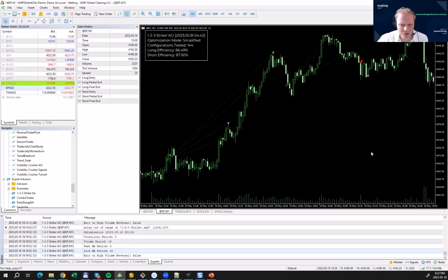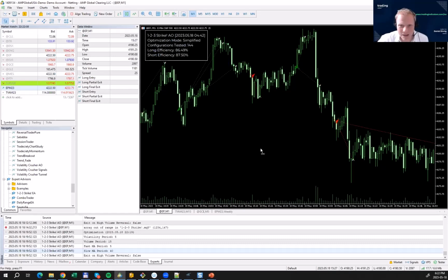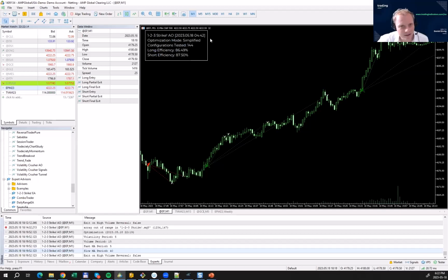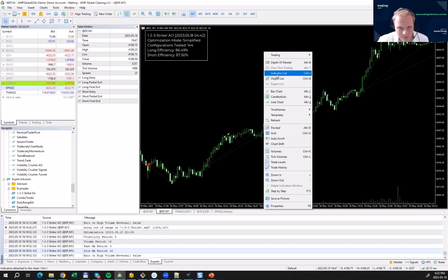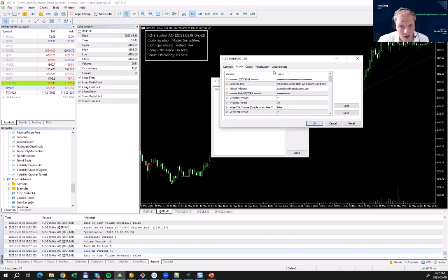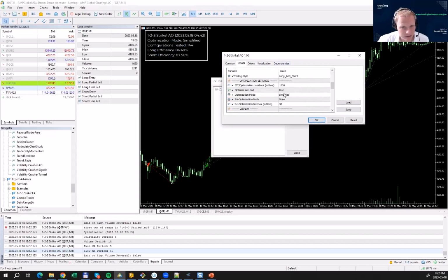But there's more to it. This is not all. If you look at this statistics box here, and I'm going to scroll back a little bit again, you can see it says optimization mode simplified. Why is this word there? Well, there's a reason for this, because if we go to the settings of the indicator, we can see that there's indeed a parameter called optimization mode. And it's set to simplified. It's because of the same value here. And below this, it also says configurations tested 144.